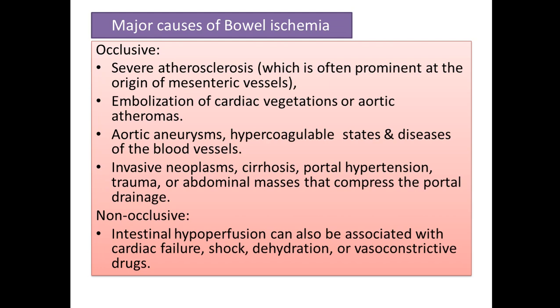Sometimes a thrombus is embolized from thrombosis that occurs somewhere else in the body, and it may block the mesenteric vessels. For example, embolization of a thrombus from cardiac vegetations, and sometimes from aortic atheromas.